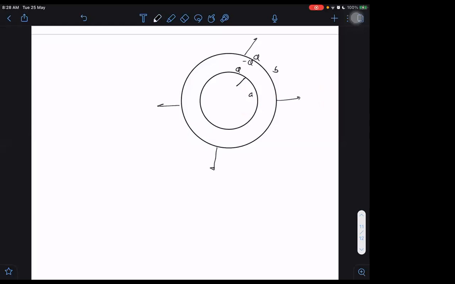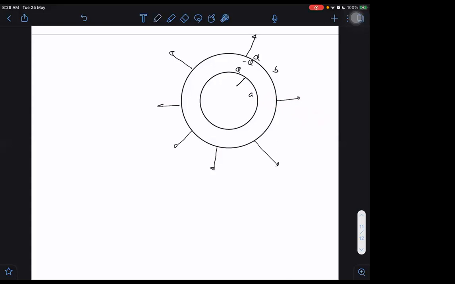And if fields exist from the positive plate to infinity, then I can treat it also like a capacitor. It is like an isolated capacitor having the same capacitance as that of an isolated spherical capacitor. Then what is the net capacitance of this? Then I will have to take two capacitors in series, A to B and B to infinity.